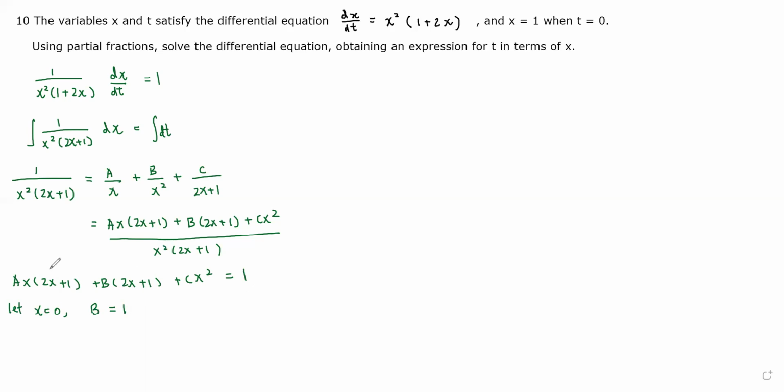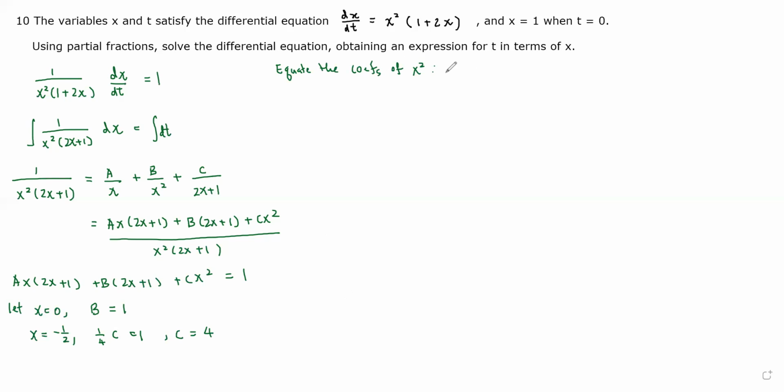If we set 2x plus 1 to 0, then x is negative 1 over 2. The first term is 0, the second term is 0. So negative 1 over 2 squared is 1 over 4, times c. This is 1, and c is 4. To find the value of a, we cannot substitute anymore. But what we could do is equate the coefficients of x squared.